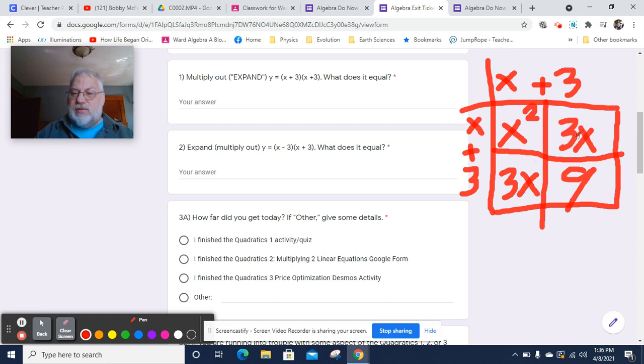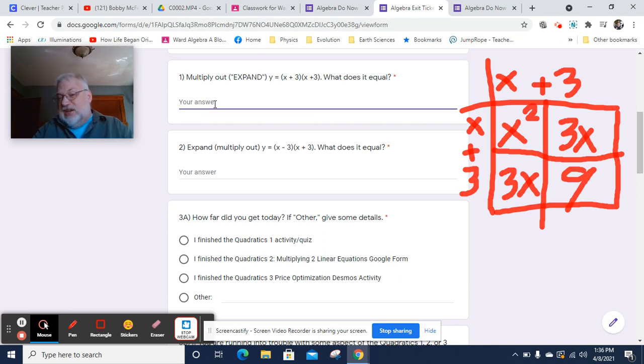The 3x and the 3x are like terms, so I'll be able to add them together. Okay, and they're just going to be doubled. So I've got x squared in the beginning. I've got a 9 in the end. I've got a 3x and a 3x. And since none of them are negative, everything is just addition. So that's addition, and that's addition.